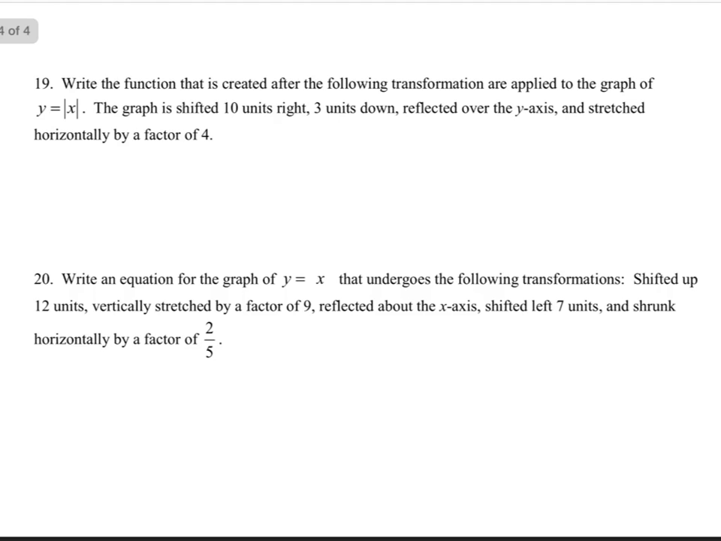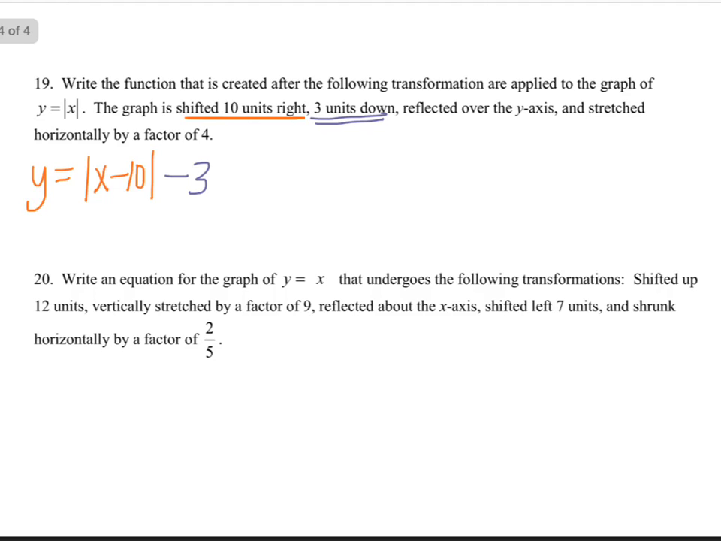Alright, so for number 19, we have: write the function that's created after the following transformations are applied to the graph of y equals the absolute value of x. So we're starting with the parent, absolute value of x. We move it to the right 10. It's going to put an x minus 10 inside the absolute value bars. Down 3 units. So I'm going to put a minus 3 after it.